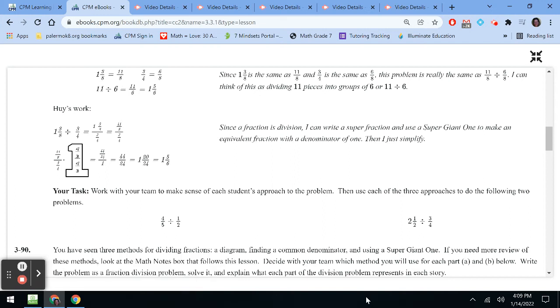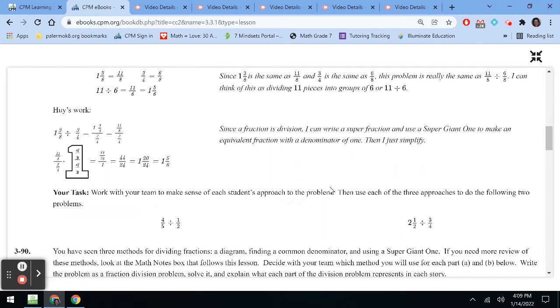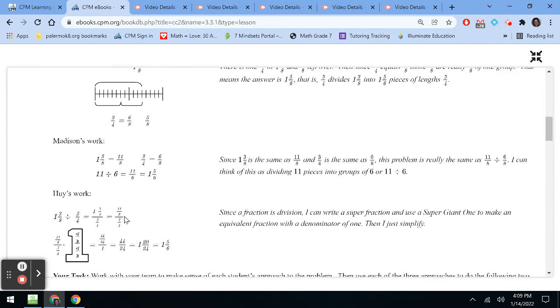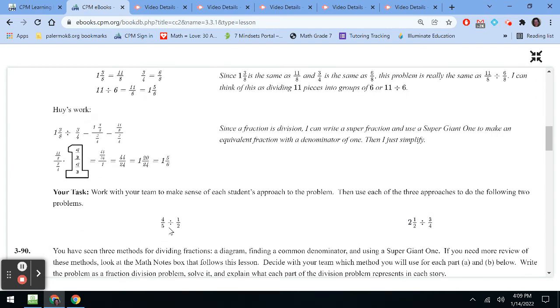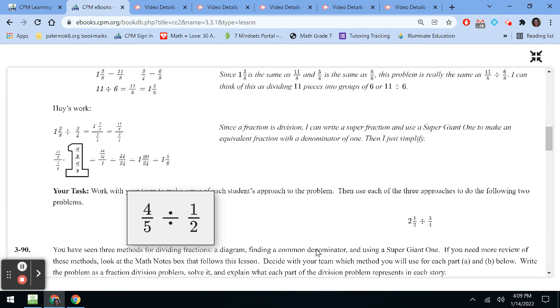Okay, so in the last lesson or the last video that I did, I explained the two methods, both Madison's method and Waite's method that we're now going to use for this problem right here, which is 4/5 divided by 1/2. So it says work with your team to make sense of each student's problem, then use the three approaches for the following problems. Again, we're only doing this one and these two methods.